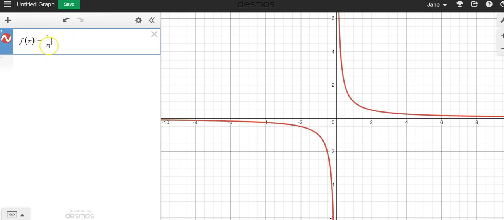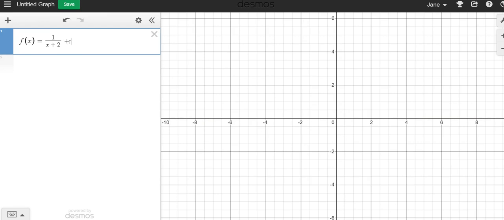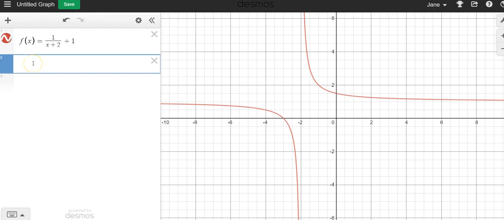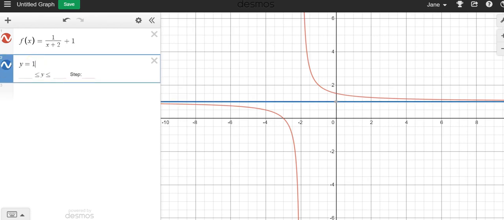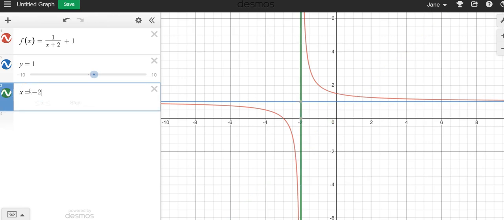If I add 2 in the denominator, then it shifts the whole graph to the left, making the new vertical asymptote negative 2, because now negative 2 substituted for x makes the denominator 0, and therefore x equals negative 2 results in an undefined value for y. Of course, we could do both together. So there's an example. So now we have a horizontal asymptote. If I were to put in just y equals 1 here, there's our horizontal asymptote, and our vertical asymptote x equals negative 2. So those are where the asymptotes are now.